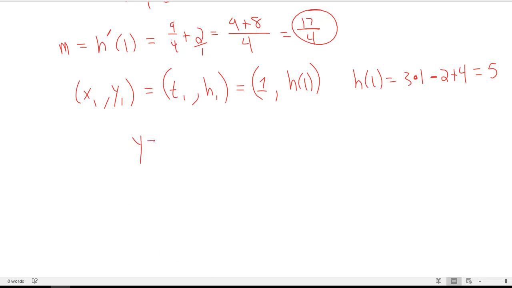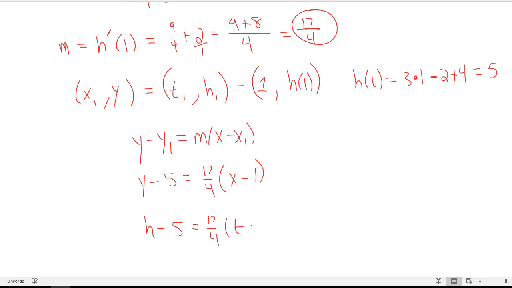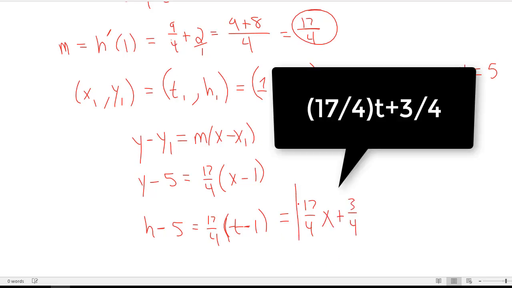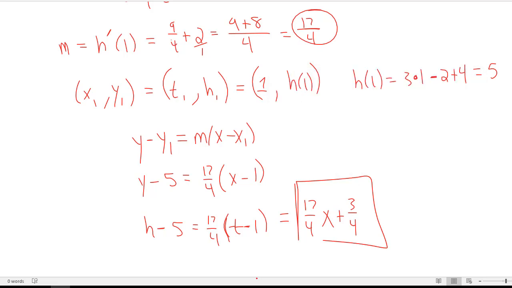Okay? So if we're finding the equation of our line, y minus y1 equals m times x minus x1. We have y minus, my y value there was 5, my slope was 17/4, and then my x value was 1. Again, this is really not the correct symbolism. My y values were h's, and my x values were t's. Usually when we're asked to find the equation of a tangent line, we solve for y and get y equals mx plus b. I could go through the algebra here of solving for h so that I get the form mx plus b, and if I do that, I would get 17/4 x plus 3/4. So there's the equation of our tangent line to the function at t equals 1.